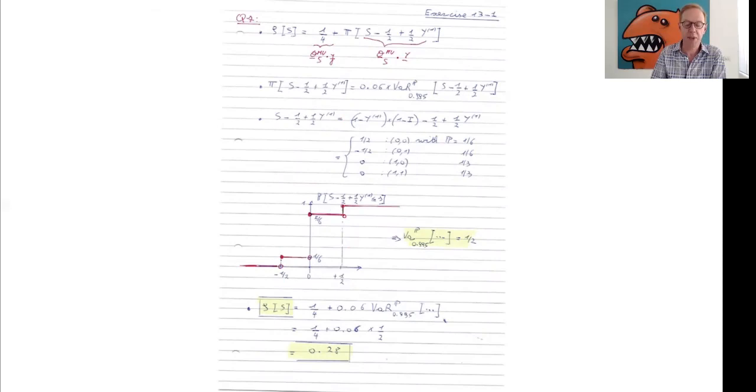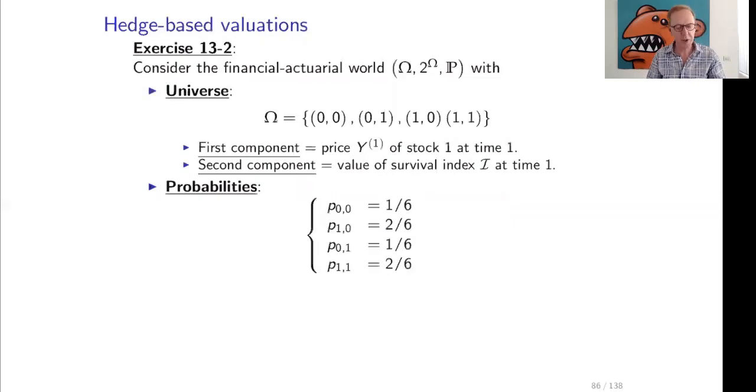So if we fill in all what we know now in our rho of S, we find that rho of S is 0.28. Okay. Now this was exercise 13.1, where there was only the zero coupon bond and the stock traded. Let us now go to exercise 13.2.